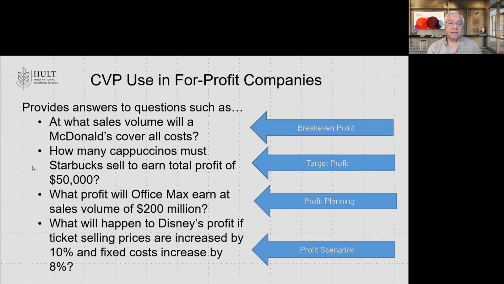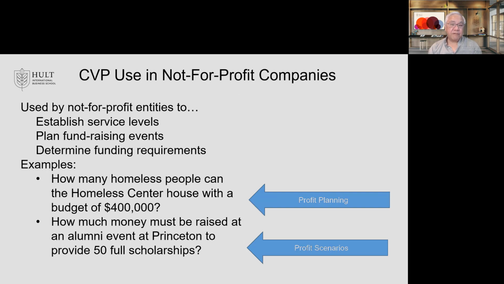Next, we'll look at when would people use CVP. Let's say we're a for-profit company. It answers basic questions like what sales volume would a McDonald's need to cover its costs? Well, that's break-even point. Or how many cappuccinos must Starbucks sell to earn profit of $50,000? Well, that's target profit. Or what profit would OfficeMax make if they had a sales volume of 200 million? Well, that's profit planning. Or what would happen to Disney's profit if they raised their ticket price by 10% and their fixed cost rose by 8%? Well, that's a scenario that we could also simulate using CVP. Now, CVP is also used for not-for-profit companies, nonprofits, even governmental organizations.